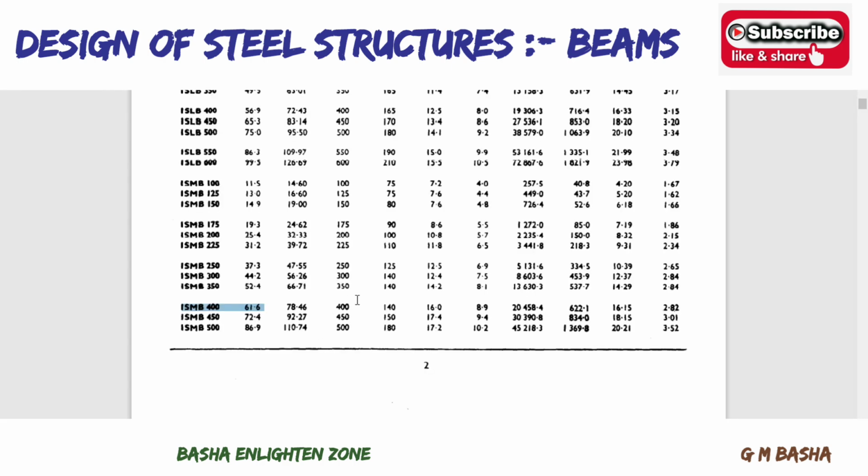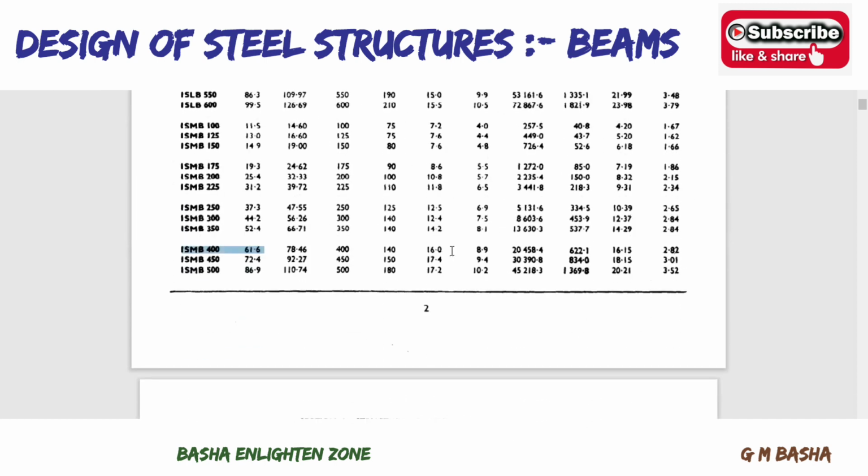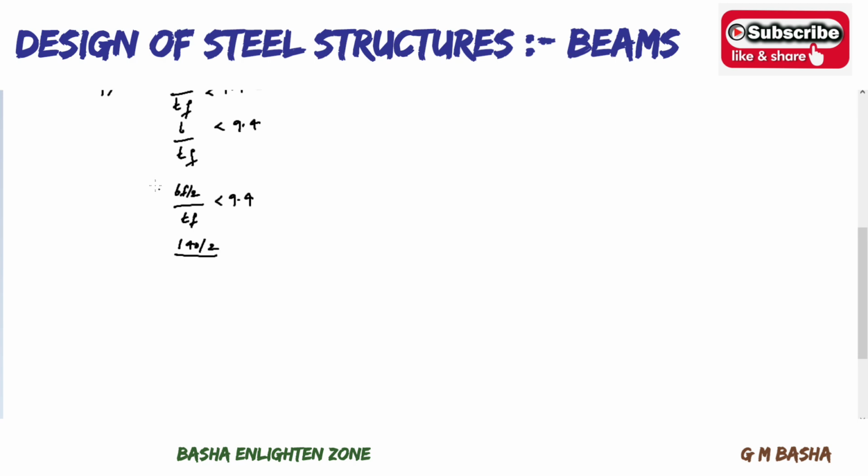So again, where is the thickness of the flange? The thickness of the flange will be here in this line, which is 16.0, which is 16. So check whether it will be less than or greater than 9.4. If you simplify, you will get around 4.375, which is less than 9.4. So here it is satisfied, first case.